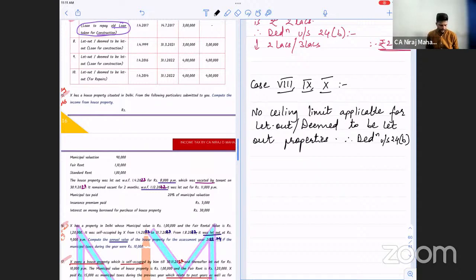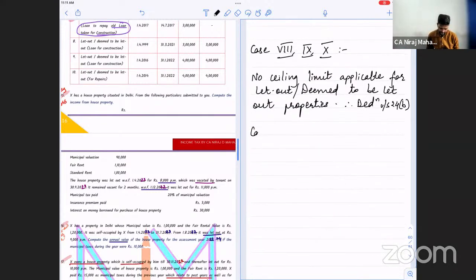Yes, all of you, let's go ahead. So case 8, entire 6 lakhs. Case 9, again 8 lakhs. And case 10 also 8 lakhs.